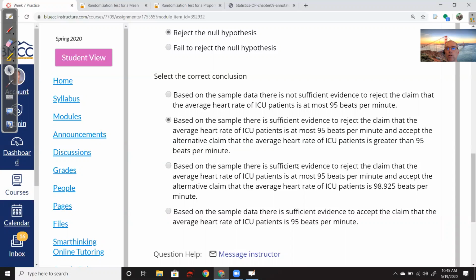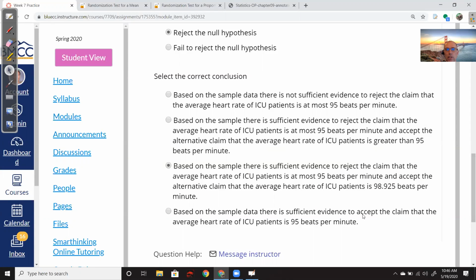Based on the sample data, there is sufficient evidence to reject the claim that the average heart rate of ICU patients is at most 95 beats per minute. That seems like there is sufficient evidence to reject, and that looks like the null, and accept the alternative claim that the average heart rate of ICU patients is 98.92. No, no, no, we can never say for sure that's the actual mean, so that's bad.